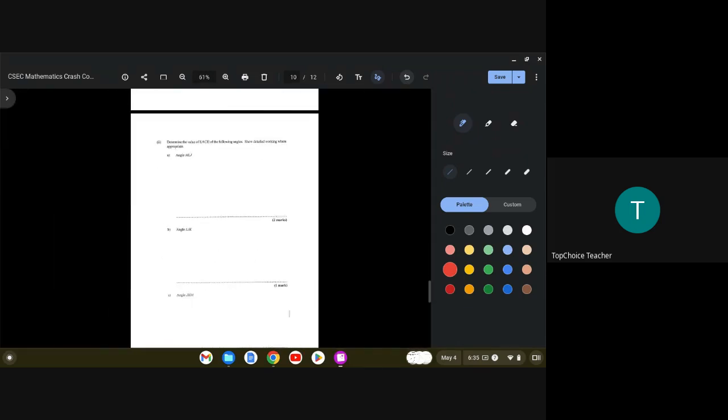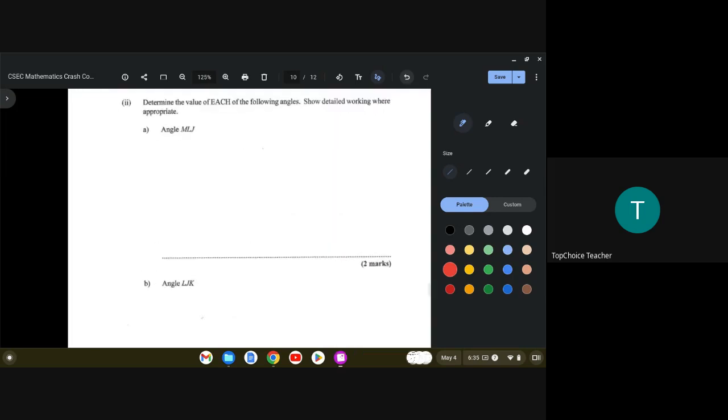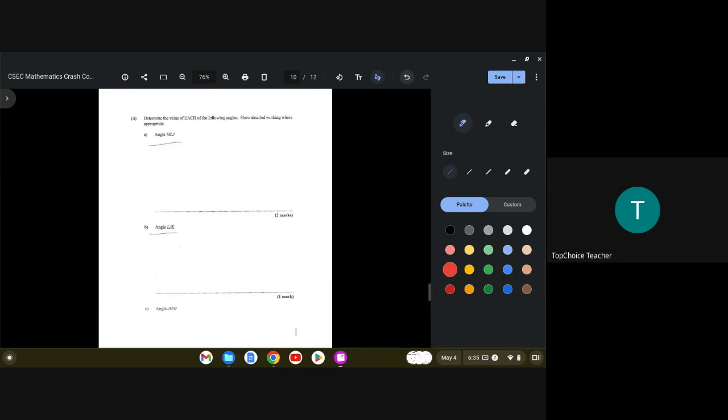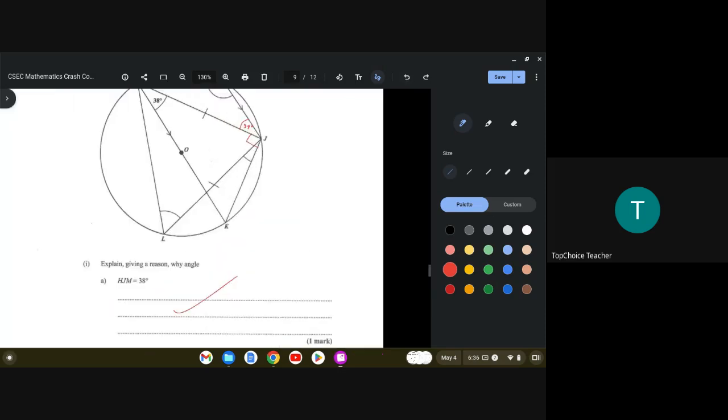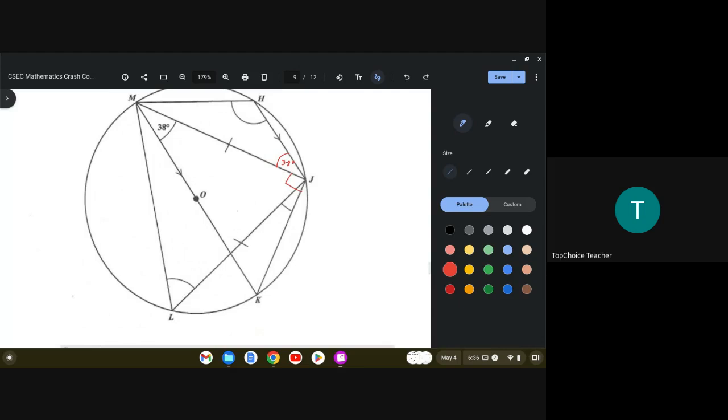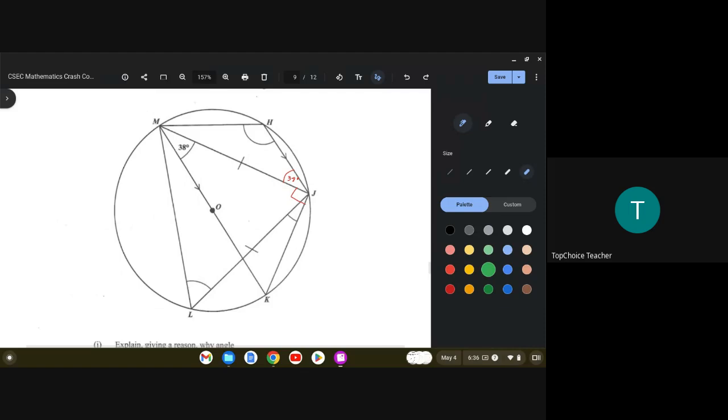The next part of the question, they want us to figure out these 3 angles. I don't need to read the angles, because if you look at the diagram, do you notice that there are 3 angles that they give you without writing anything? Here, down here, and this little angle here. Those are the 3 angles that we need to figure out now. Are you all following so far?